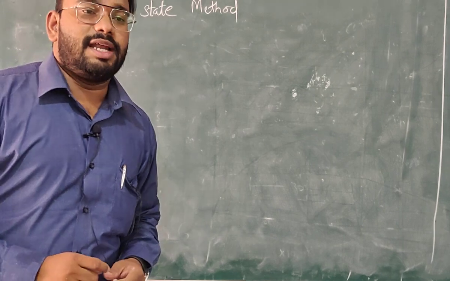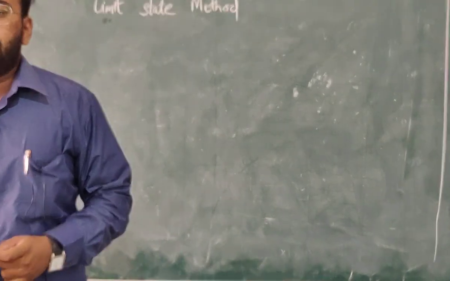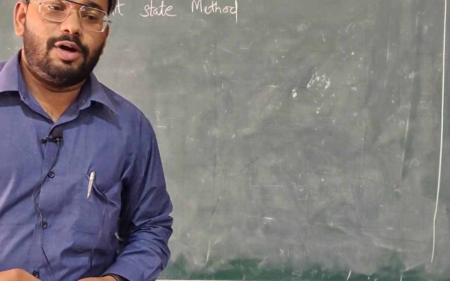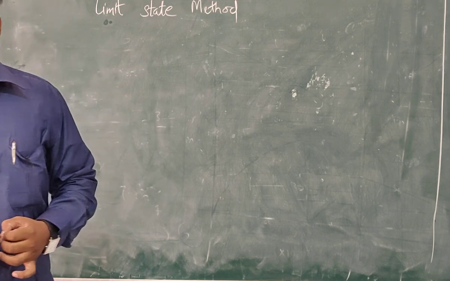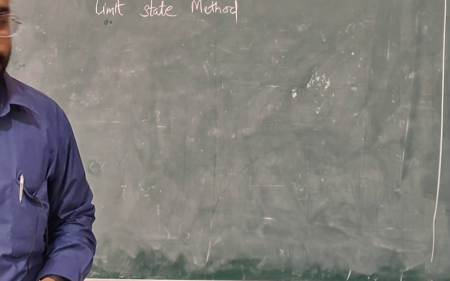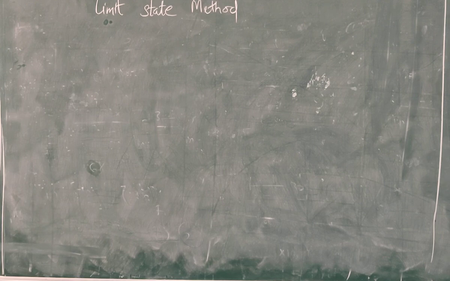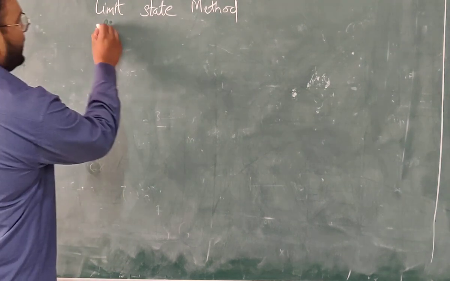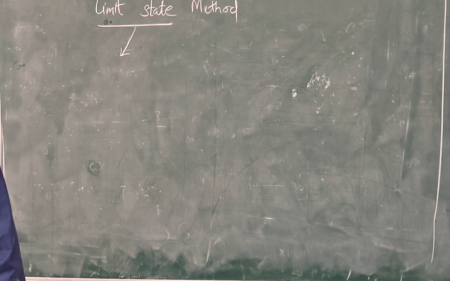As told in the previous class, you require one code book. It is published by Bureau of Indian Standards. It is called IS 456. If you see the title, it is written guidelines for design of plain and reinforced concrete. So today we'll discuss what is limit state method. We'll start with what is meant by limit state.